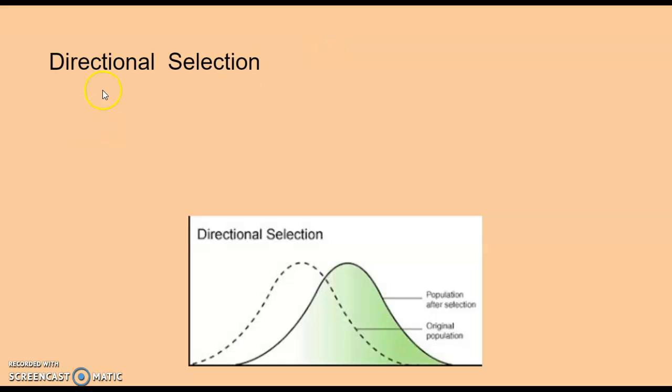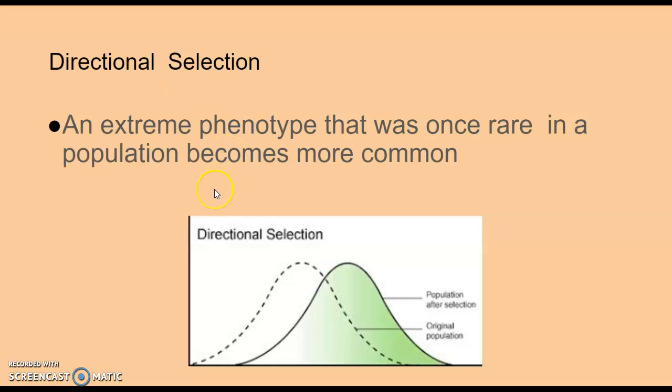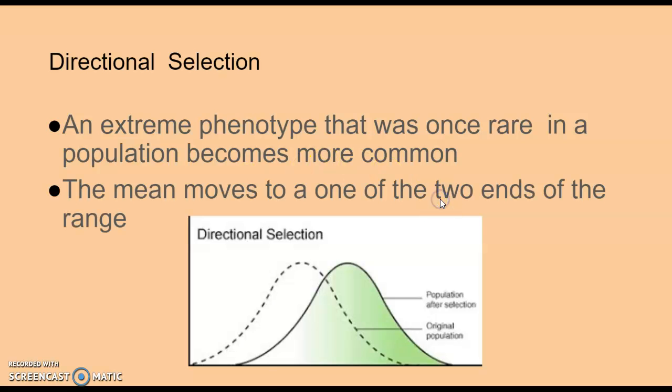So one is directional. Just looking at this word directional, my mind goes to direction. It's moving in a direction. This is where I have an extreme phenotype that was once rare in a population becoming more common. So this dotted line in this picture represents my standard, my normal distribution, my original population. But one end of my extreme over here starts to become more common. It starts to have the advantage depending on the scenario. Therefore, the population kind of moves over in a direction.